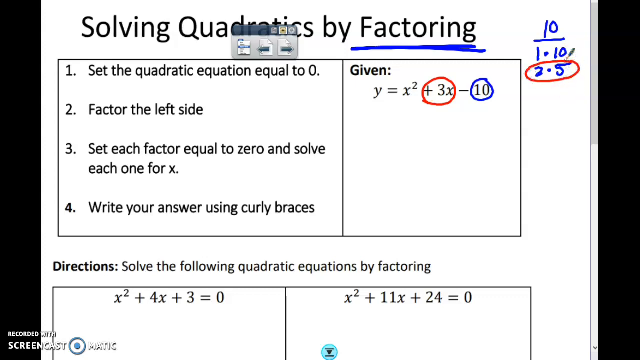Is it a sum or a difference? Difference. If I subtract those two, it gives me 3. So it's a difference. Write it down. And what do you remember about difference? One has to be a positive and one has to be a negative. Write those down. The bigger number is going to take the sign, and the other number is going to take the other sign. So it's going to be x plus 5, because it's the bigger number, and x minus 2. Those are my factors. I just factored it, okay?